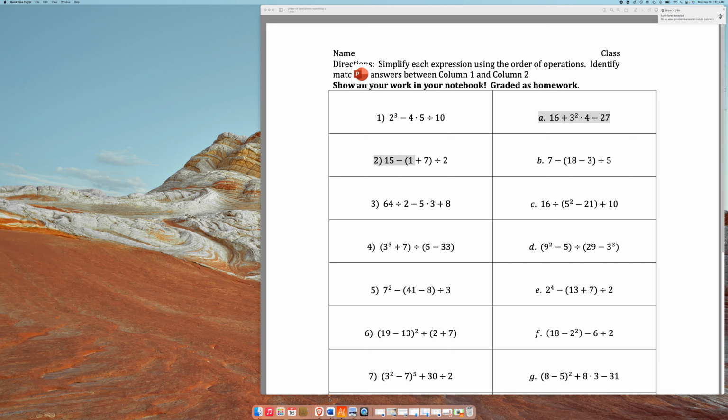From left to right, what came first? Addition or subtraction? Addition came first, so we do addition. So 9 plus 24 is 33. Minus 31. That's going to give us a final answer of 2.